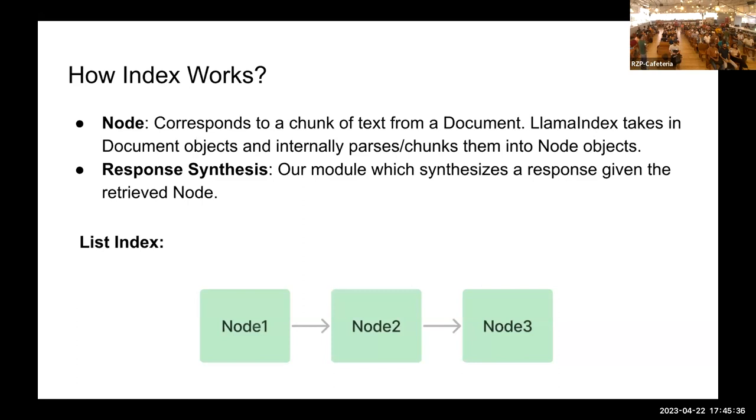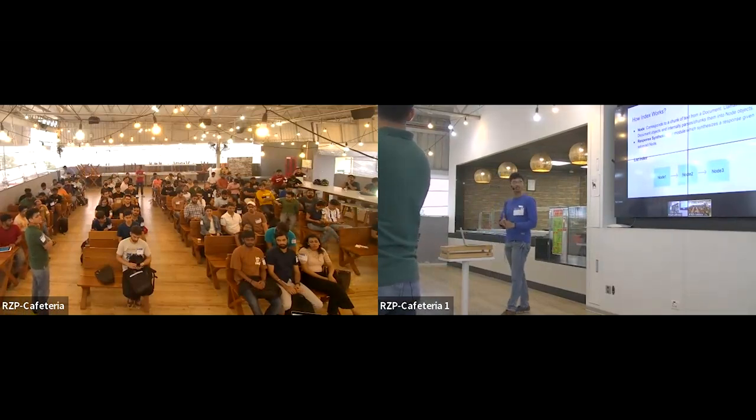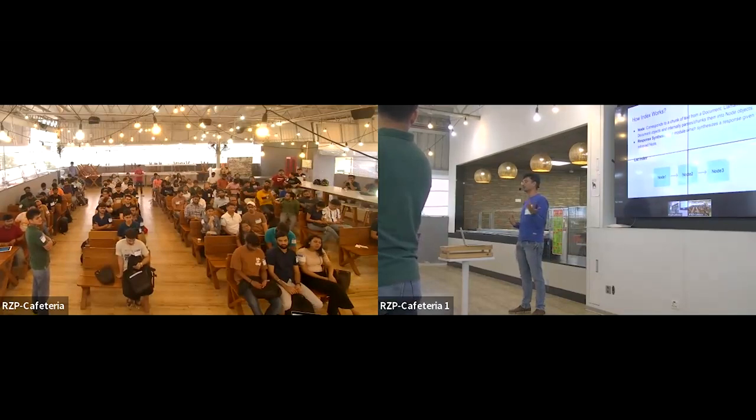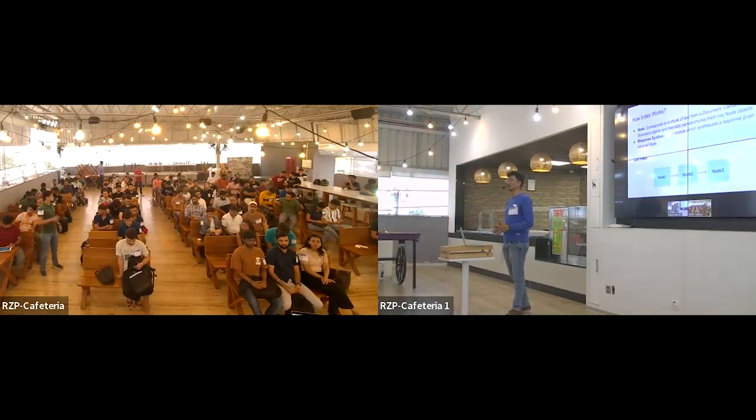So the final output is only dependent on one node, is that true? No, the final output is dependent on whatever nodes are similar to your query. When you query, it retrieves the most similar nodes that it can get an answer from. For example, I get the top three. It retrieves those top three nodes and then generates an answer by taking the query and those three nodes. Okay, thanks. Hope you got it. Yeah.